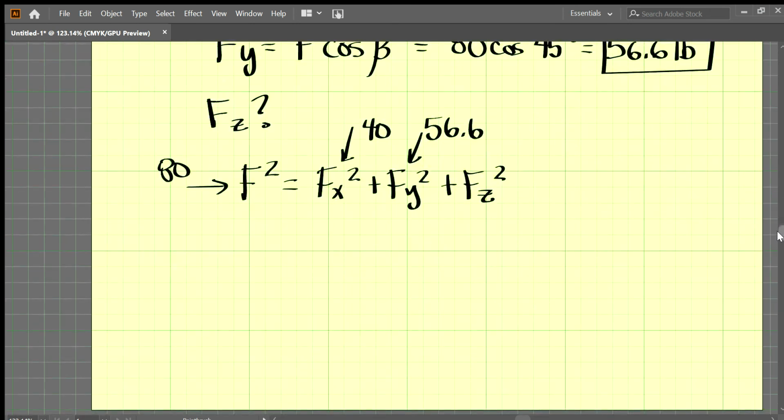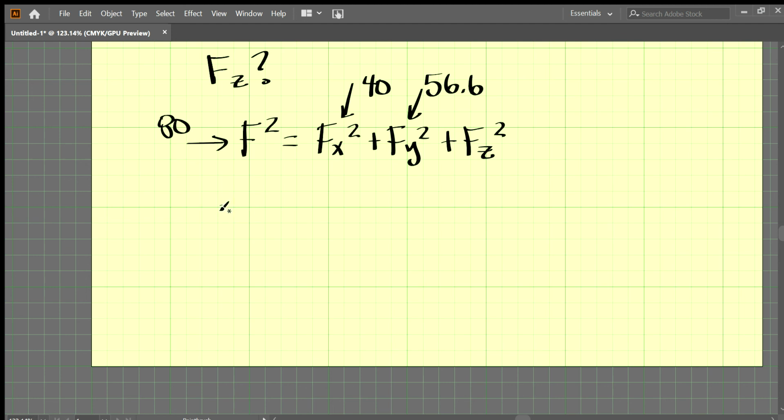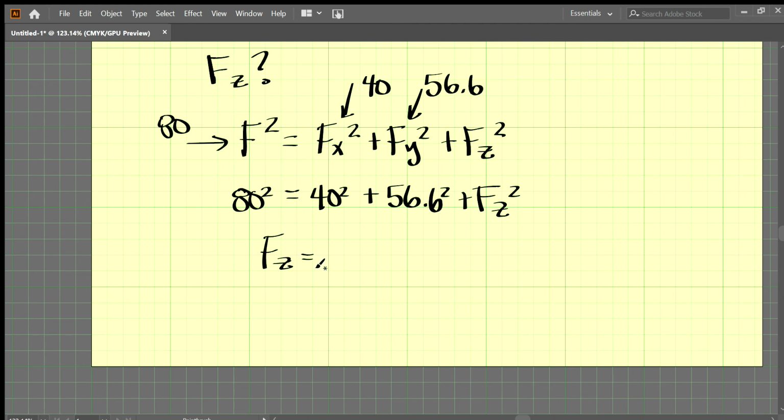So, subbing all this in, we have 80 squared equals 40 squared plus 56.6 squared plus Fz squared. So we can rearrange this any way we want. We would move everything to the other side and take the square root here to find out Fz, and Fz comes out to be 40.0 pounds.